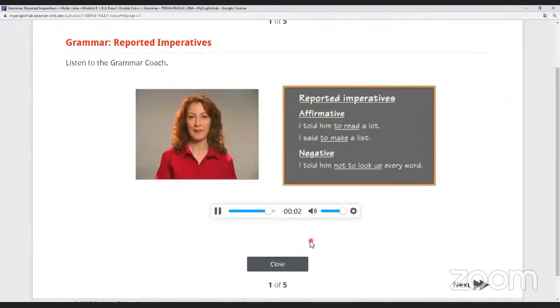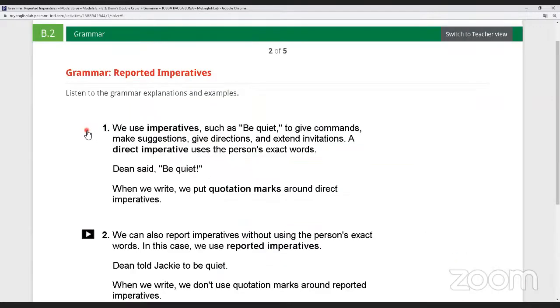Let's look at this form. Okay. We have the affirmative. I told him to read a lot. I said to make a list. I told him not to look, right? You're gonna look for those underlined words, and they are part of the infinitive, right? So let's continue with the first point.